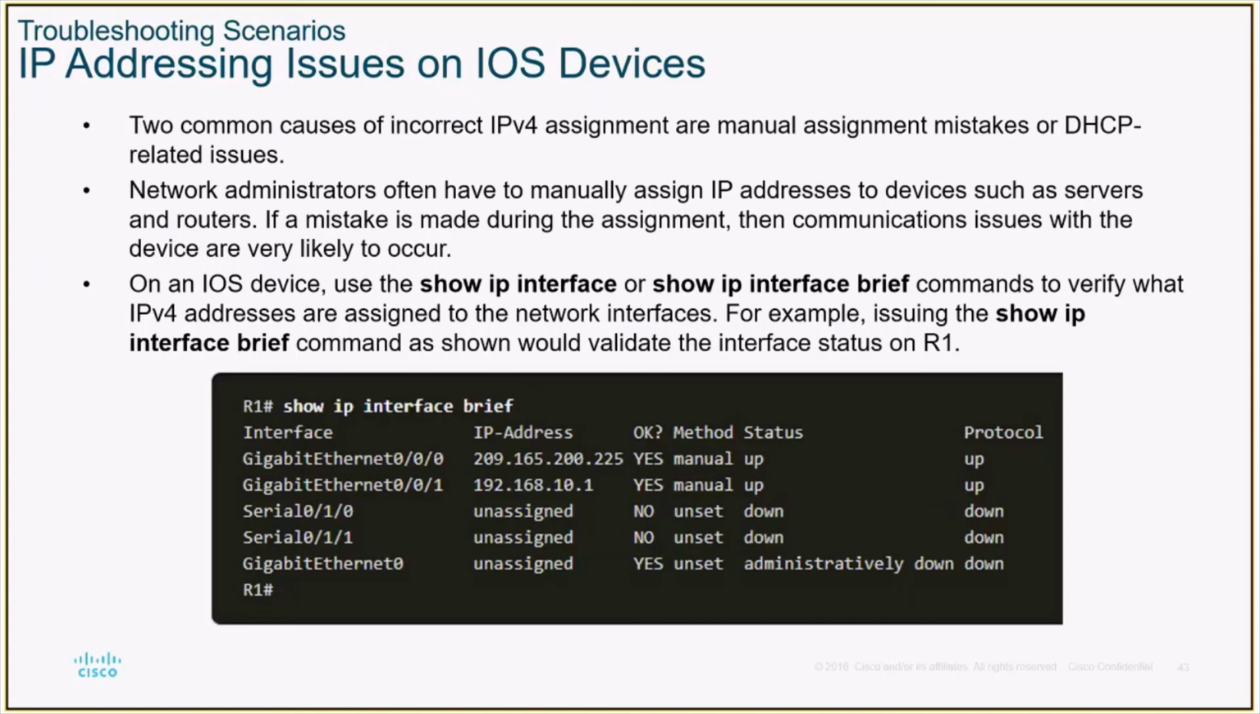Two common causes of incorrect IPv4 assignment are manual assignment mistakes or DHCP related issues. Network administrators often have to manually assign IP addresses to devices such as servers and routers. If a mistake is made during that assignment, then communications issues with the devices are likely to occur. So on an IOS device, use the show ip interface or show ip interface brief commands to verify the IPv4 addresses that are assigned. And of course, shown here is an example. And so just check that those addresses are the right addresses.